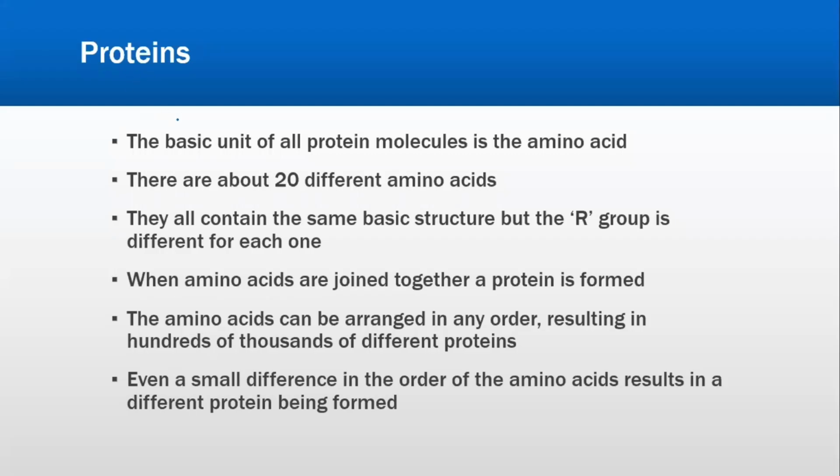Next, we have proteins. Now, proteins, we know the basic unit of all proteins is amino acids. Amino acids all join together to form protein. Now, in total, there are 20 different types of amino acids present. ठीक है, हमारे पास total 20 different amino acids present होते हैं, and 3 amino acids make one protein.